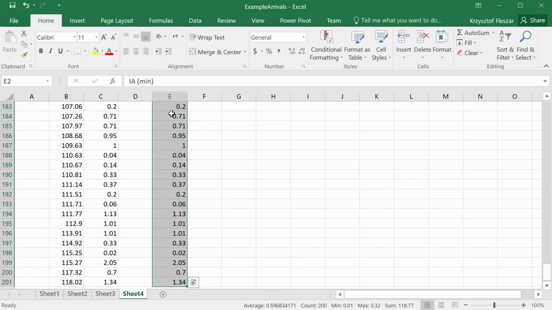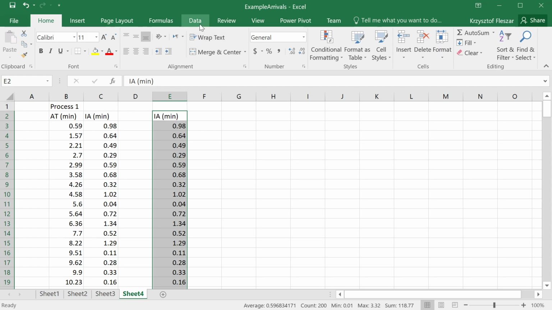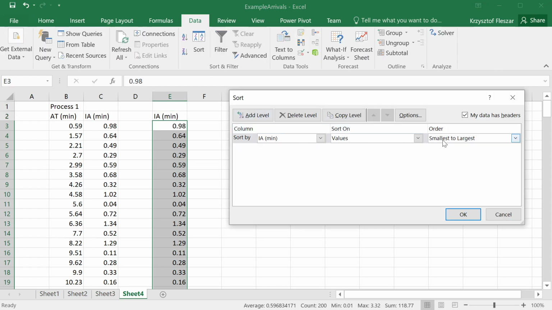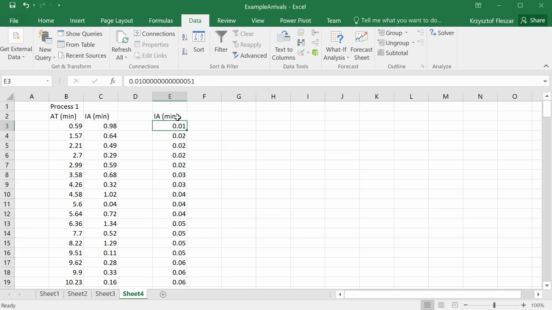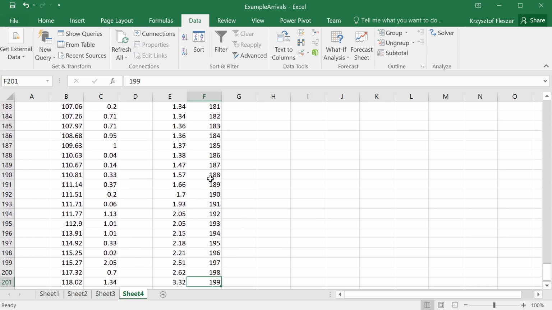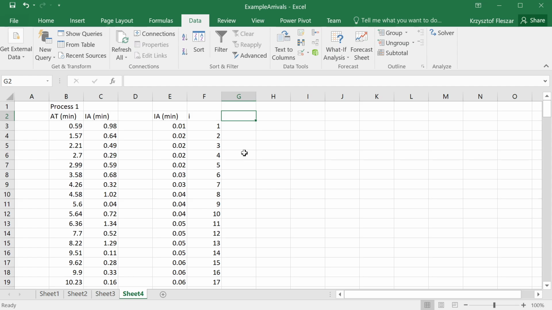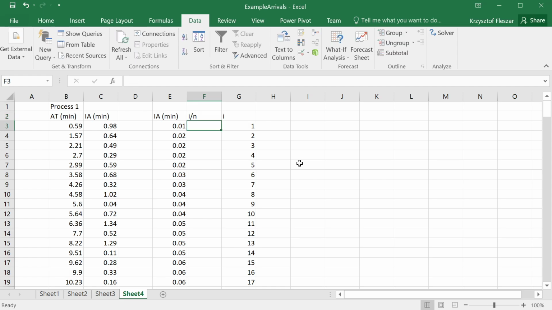Now that I have this, I can take those and sort them from the smallest to the largest. So now that I sorted them, the next thing I want to do is calculate the value i first. This will be 1, 2, and so on. And then I will see the total is 199. So maybe I'm going to insert a column to have them next to each other. i over n will be this value divided by 199.